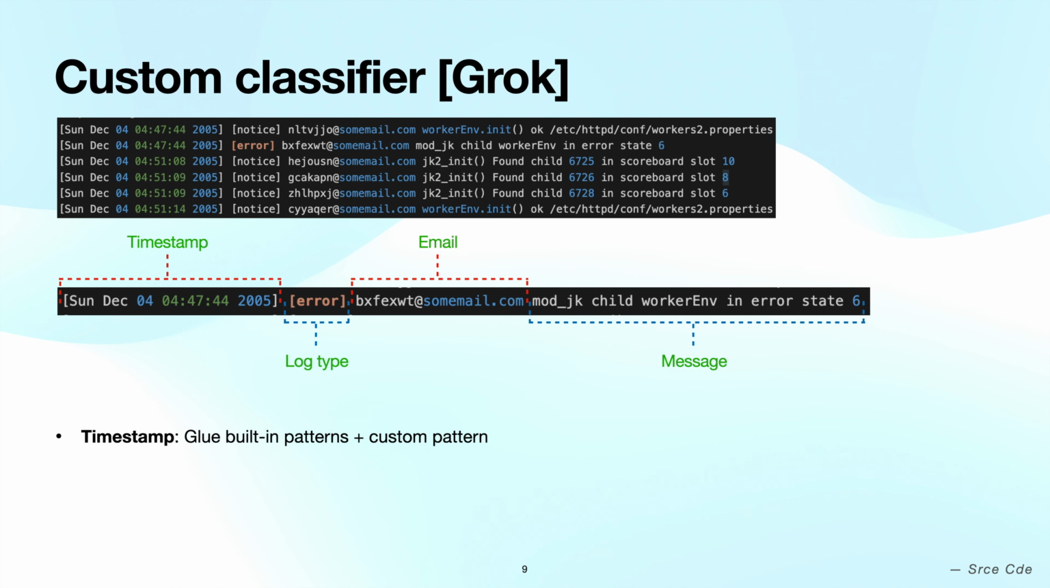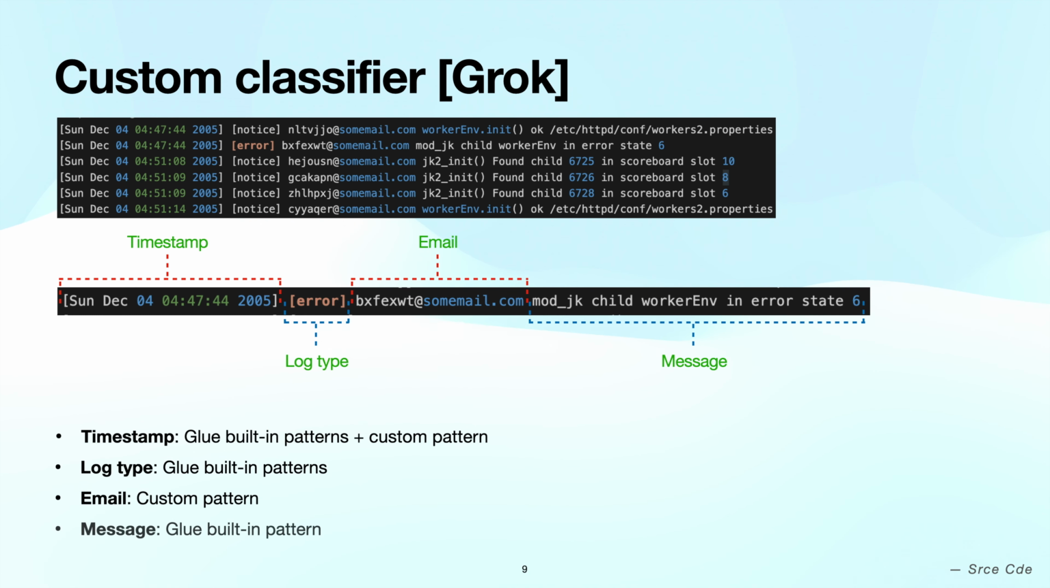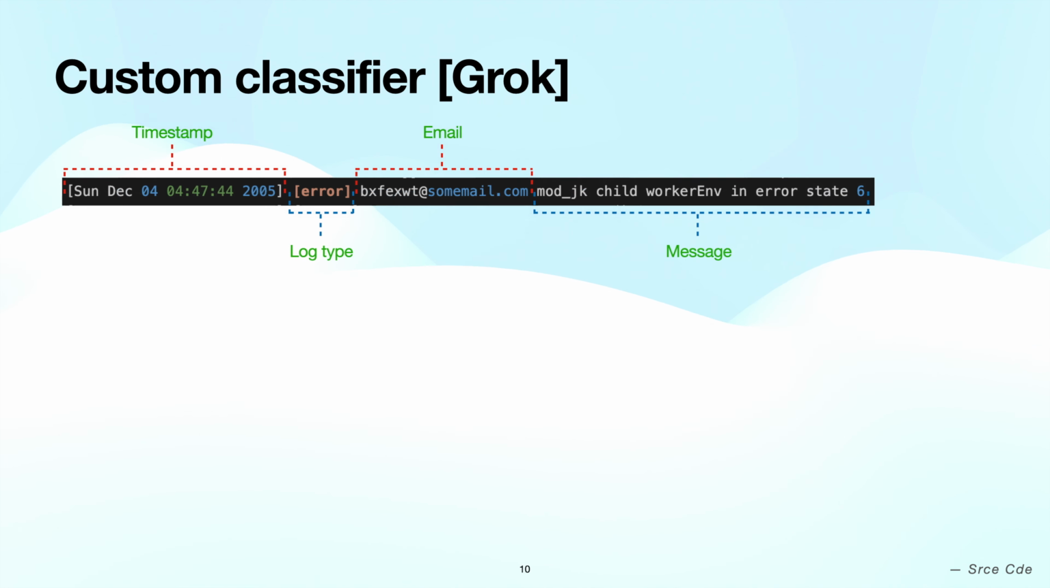To match the timestamp, we can use built-in plus custom patterns depending on how you want to catalog. For log type, Glue's built-in pattern will work. For email, we need to define a custom pattern, and then on top of that we can define the Grok pattern. For message, it will be a built-in pattern. Now let's go ahead and define the Grok pattern for each block.